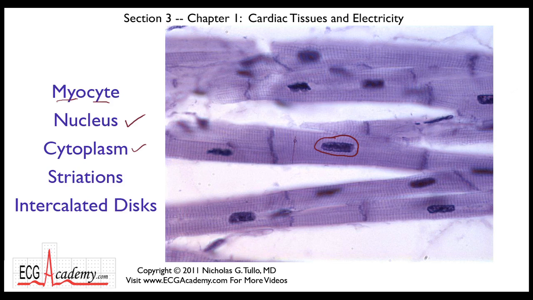In particular, you've got these very thin lines that run through the cytoplasm. These are known as striations, and these are the special proteins that actually allow the heart muscle cell to contract. After all, muscles have to contract in order to do work.